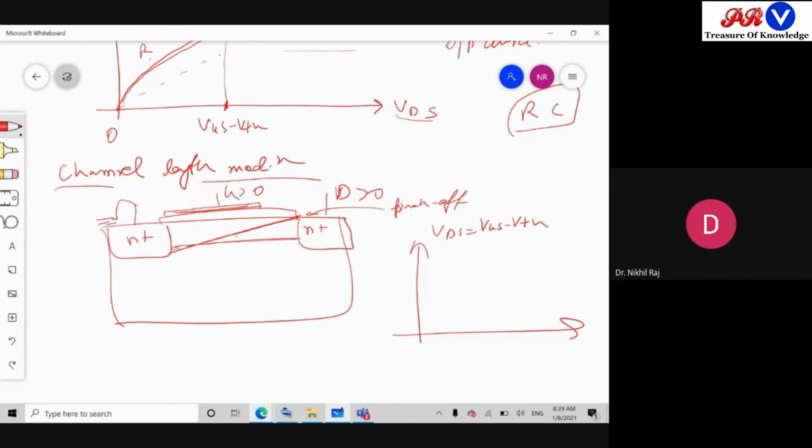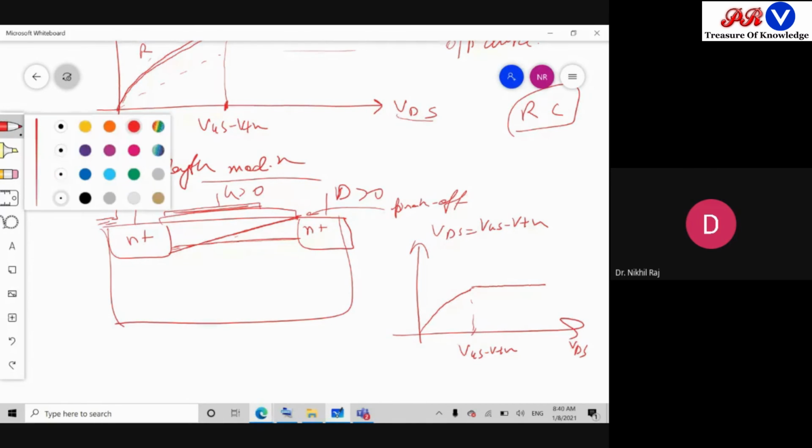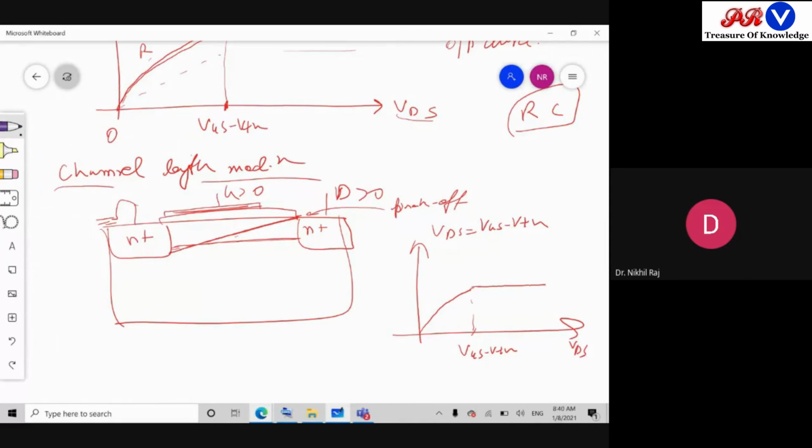So in the graph, initially the current was flowing like this. At this point it is VGS minus VTH, but this VDS is further increasing, and we are saying this is becoming constant. So in actual what happens when VDS is further increased, the pinch off point, what happened to the pinch off point? It is moving somewhere, it moves to this place.